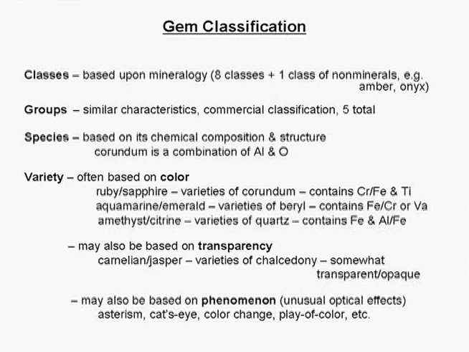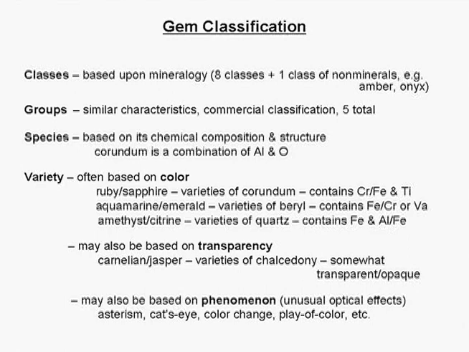Well, first, at the highest level, we have classes, and that's based upon the mineralogy, the chemical makeup of the individual gem. And we find there are 8 classes plus 1 class of non-minerals, such as amber, as I'm passing around, onyx, and stuff like that. Then we have groups. These minerals have similar characteristics, and there's a commercial classification, and there's a total of about 5 of them. Then as we go farther down, we have species. This is based on the specific chemical composition and the structure of it. For example, corundum is a species, and that's a combination of aluminum and oxygen. And then we finally come to variety, and quite often variety is based on color.